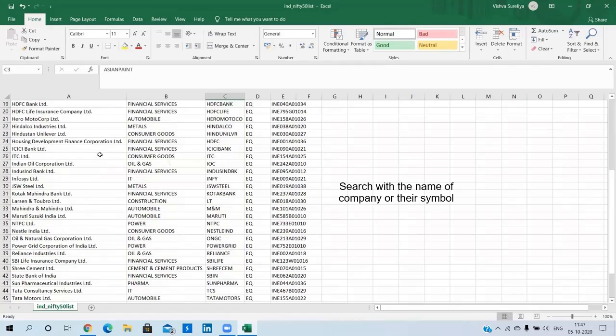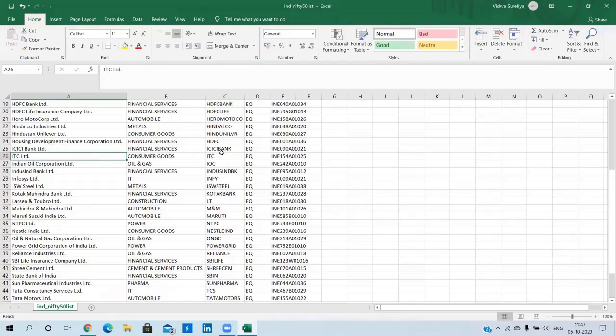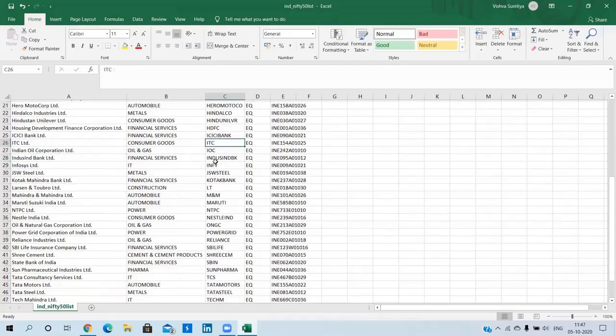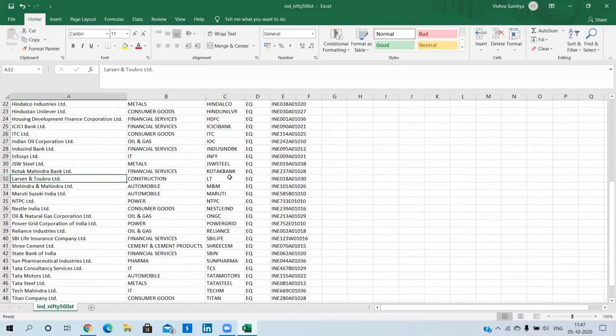So if you want to search for ITC in the market, then its code, or the name by which it is represented on the NSE market, is simply ITC. Then if you want to go for L&T, it's LT. For Mahindra and Mahindra, it's M&M, right?